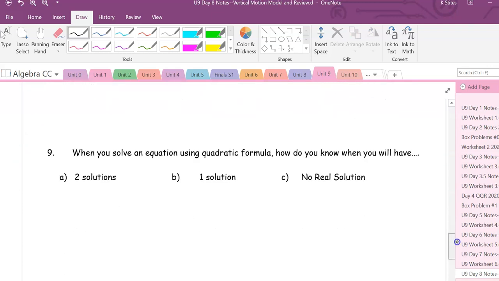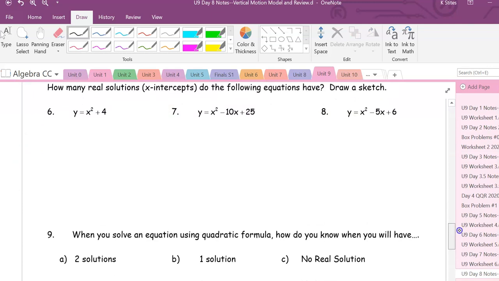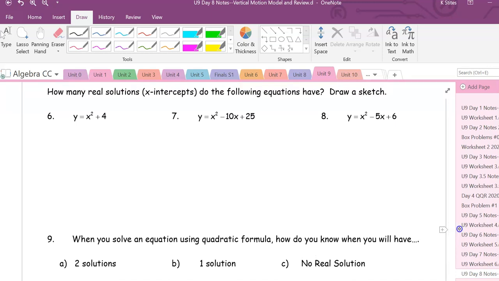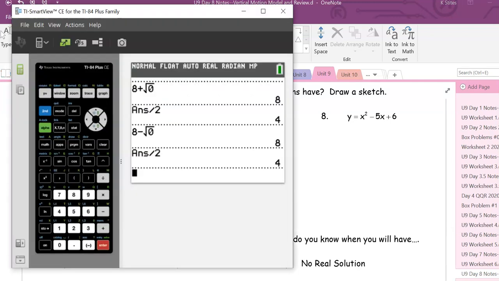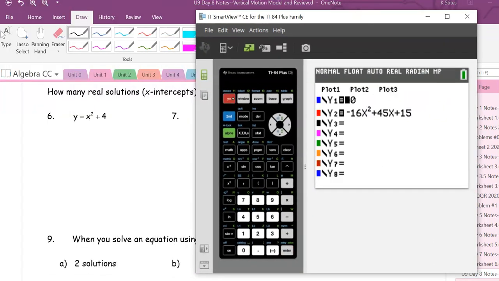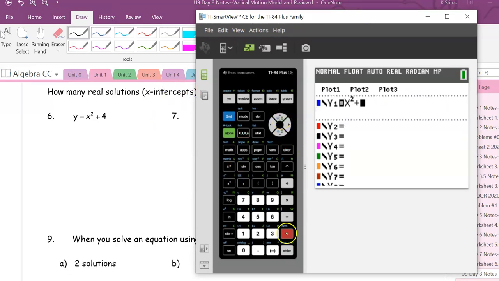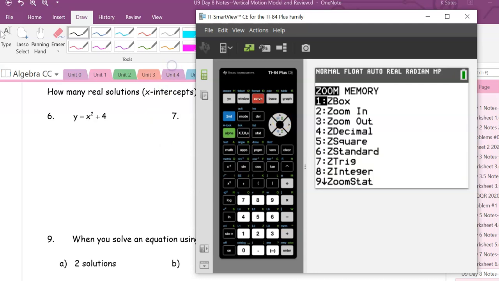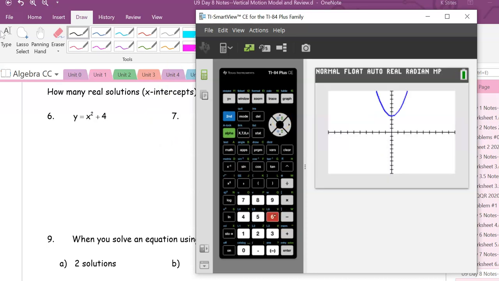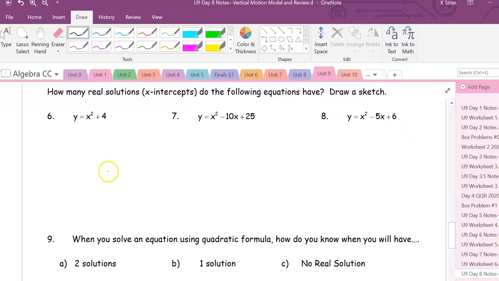All right, finally, we have 6, 7, 8, and 9. How many real solutions or x-intercepts do the following equations have? Draw a sketch. So all we're going to do is go ahead and graph these. And again, we're looking for the x-intercepts. Go ahead and do a zoom 6 here. So your solutions are how many times it hits the x-axis. And we can see here it does not hit the x-axis at all. So this we call no solution.